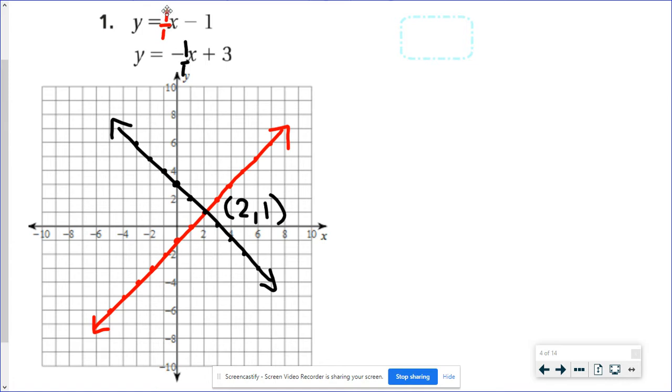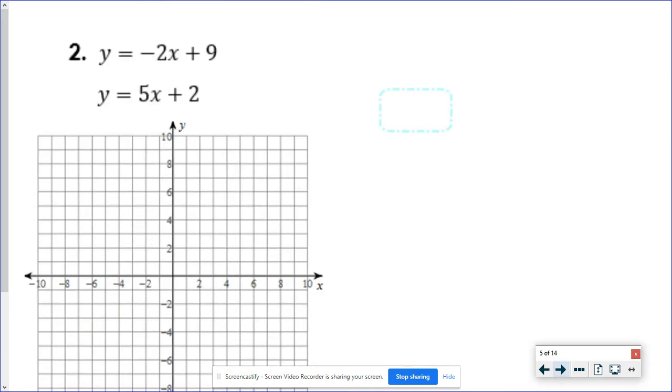And again, I can check that. There's my answer, 2, 1. I could substitute those x and y values into both equations to make sure that they work. And that's how you should, if you're ever unsure if you graphed something correctly, just substitute it in and see if it works.